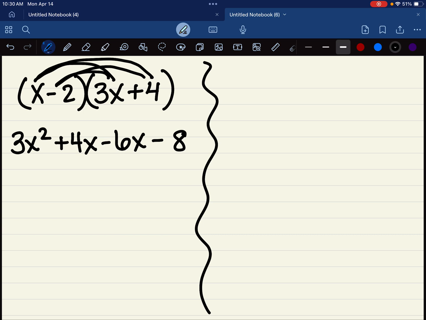Good. Okay, so we distribute to both parts, and then we combine any like terms that we have. What would that be here, Callan? 4x and negative 6x. Yeah, sure. So we bring down 3x squared. What is 4x plus negative 6x, or minus 6x? Negative 2x. Minus 8.